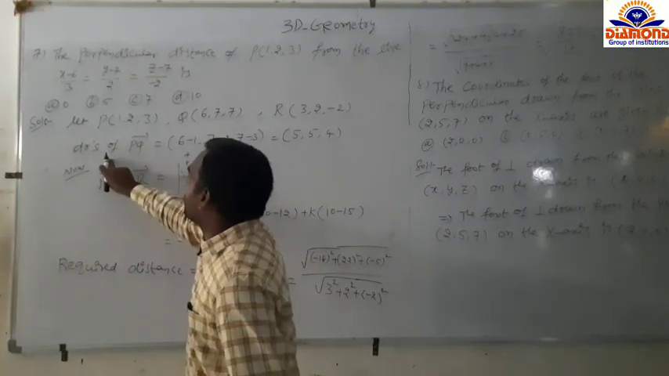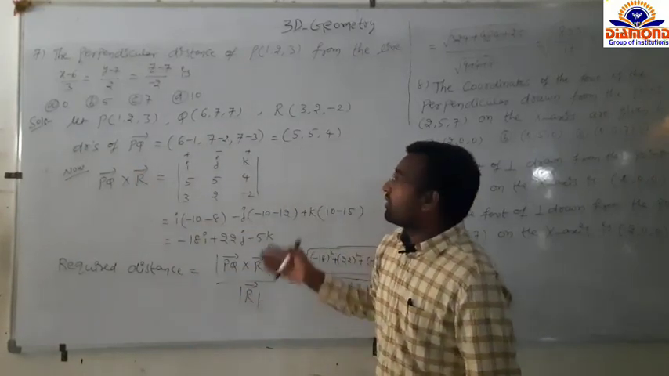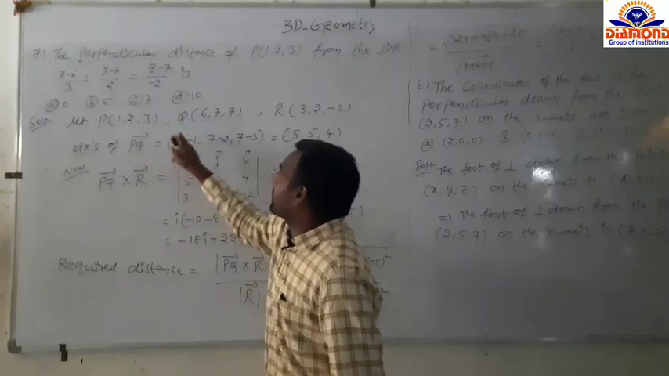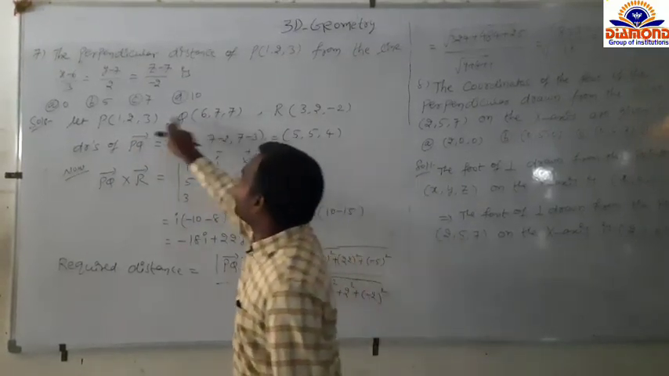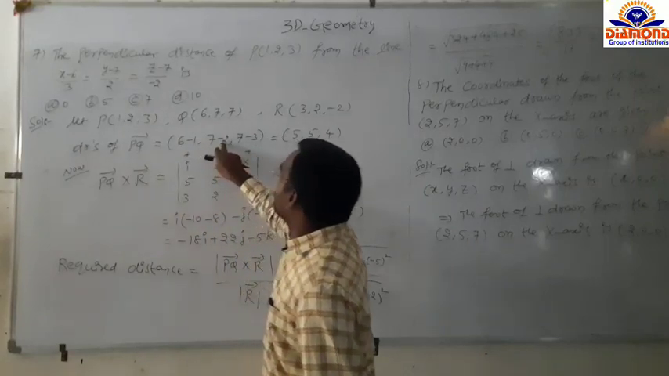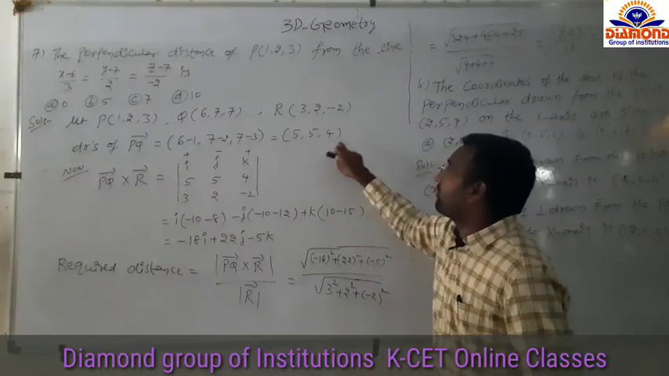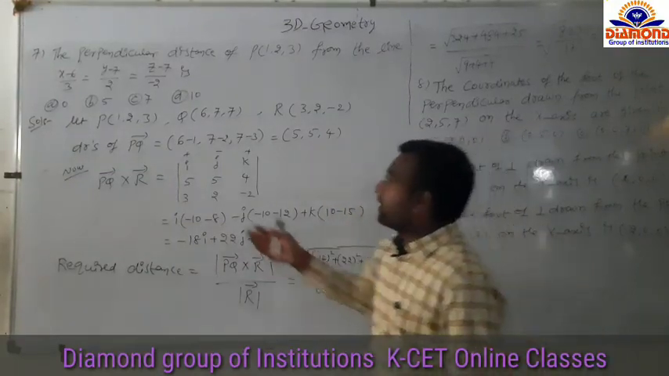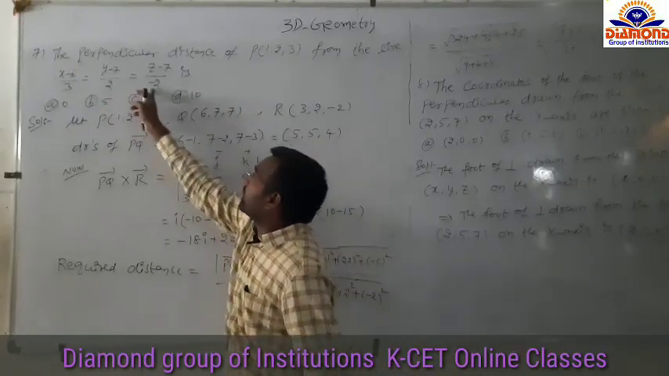How to calculate the direction ratios of PQ? Second point minus first point: x2 minus x1, y2 minus y1, z2 minus z1. So 6 minus 1, 7 minus 2, 7 minus 3. So DRs of PQ equal to 5, 5, 4. And the given line's direction ratios are 3, 2, minus 2.